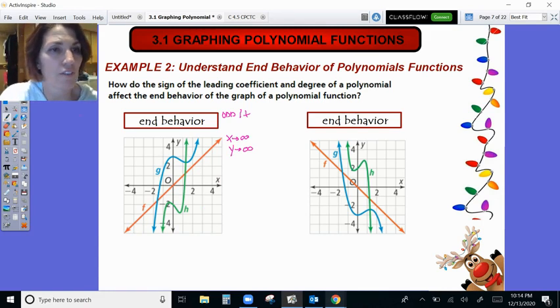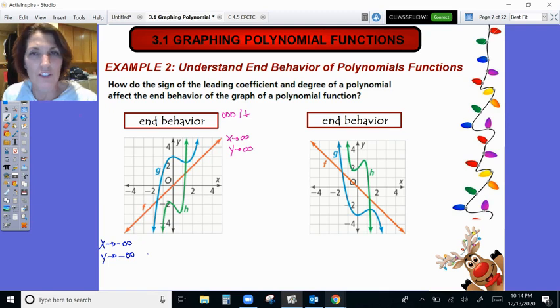Okay, this goes back to our interval things. On the left-hand side, as our x values move to negative infinity, my y values are also going to negative infinity. And that's how that looks.